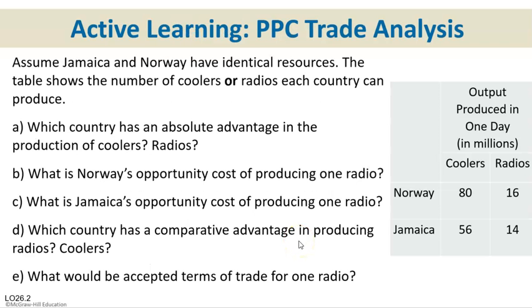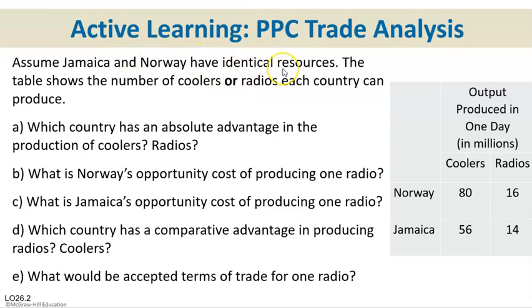Okay, so here's an example for you to try. This is using the production possibility curve comparative advantage analysis. Notice here that I'm not giving you the graphs, okay? And most of the time in the homework, you're not going to have the graphs either. So let me explain this chart to you right here. This chart is actually giving you the endpoints on the graph. So the key word here is or.